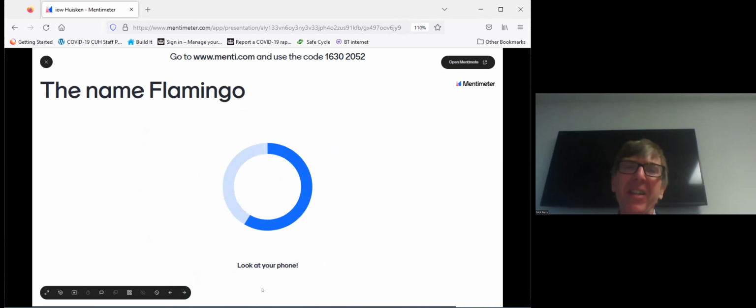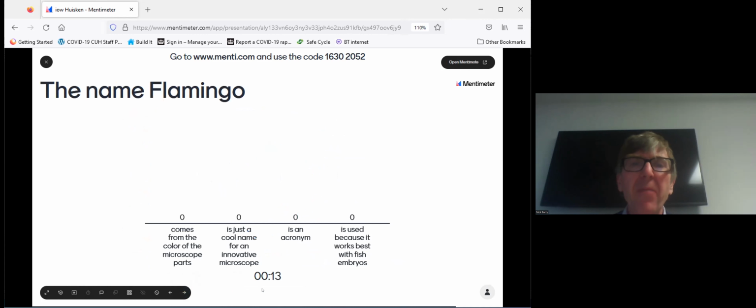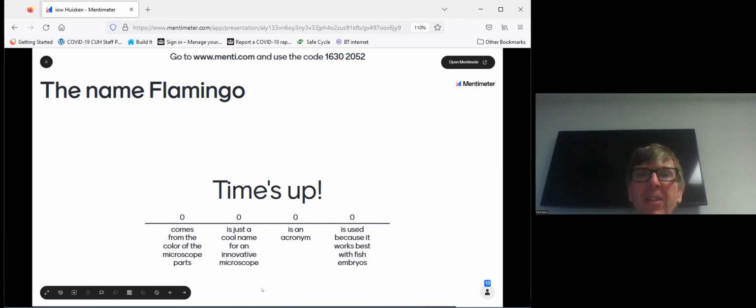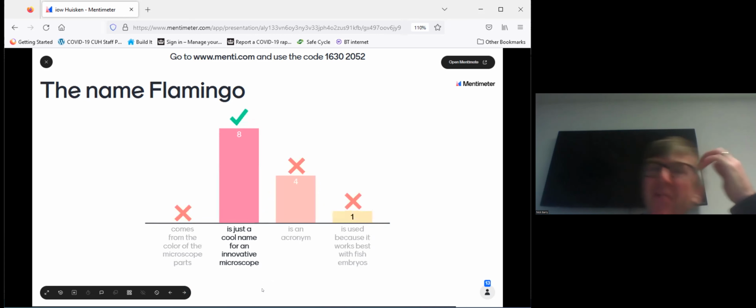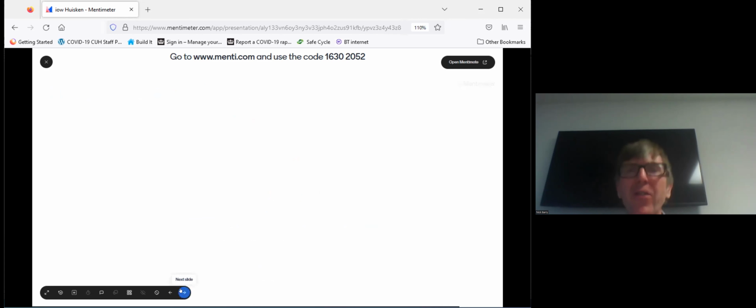The name Flamingo comes from the color of the microscope parts, or is just a cool name for an innovative microscope, is an acronym, or it is used because it works best with fish embryos. And here we go. It's just a cool name for an innovative microscope. Right. Oh, we've got 5 people off the mark, so maybe things have changed.